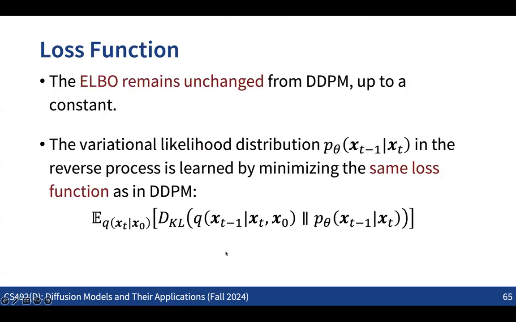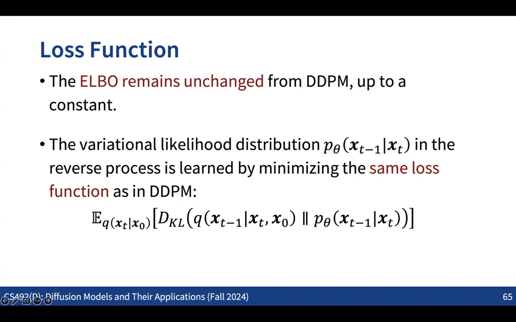Even when we change the forward process that way, our variational objective remains unchanged from DDPM. This means we can still learn the variational likelihood distribution while minimizing the same loss function as DDPM. We are also going to predict either the mean, the x0, or the noise for the likelihood distribution.